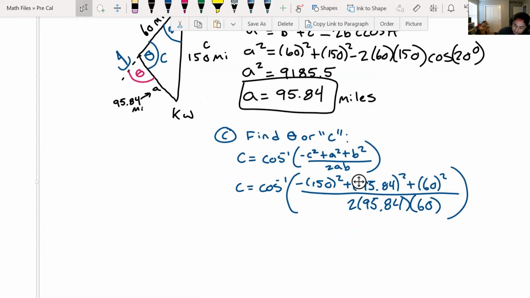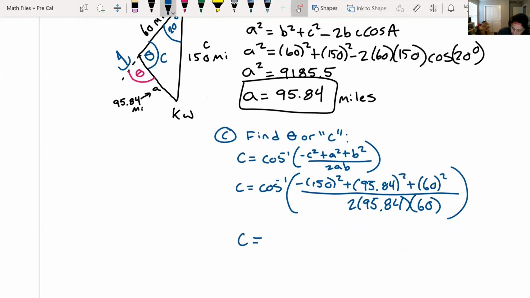Okay, and let's calculate. Negative 150 squared plus 95.84 squared plus 60 squared over 2 times 95.84 times 60. And we get that C is 147.64 degrees. Okay.